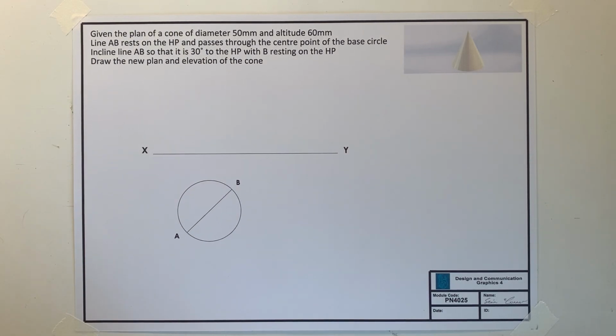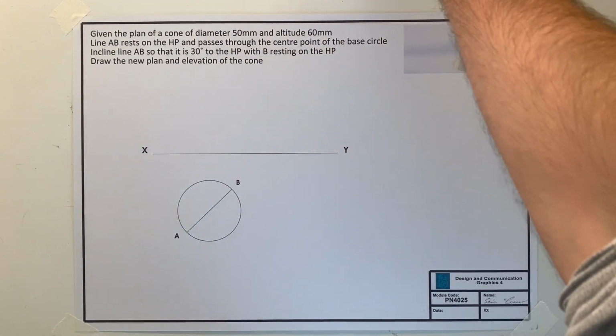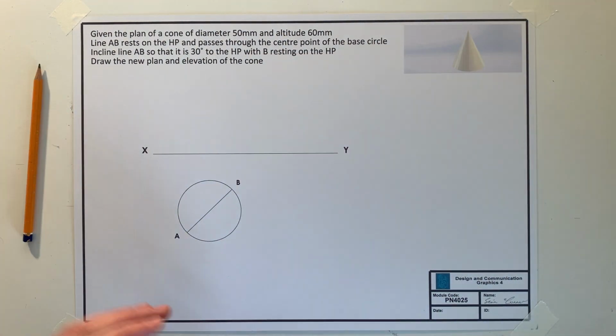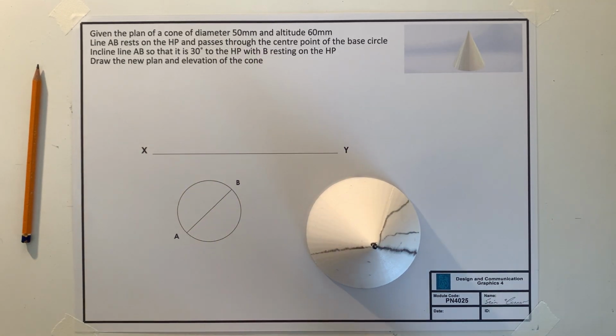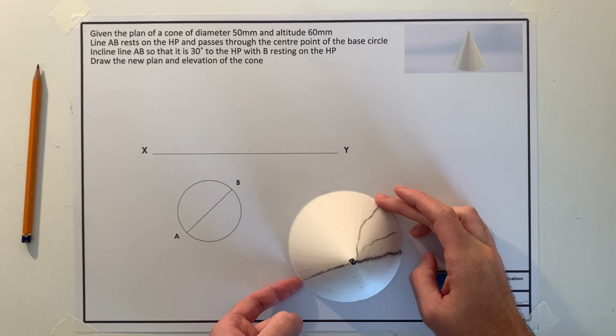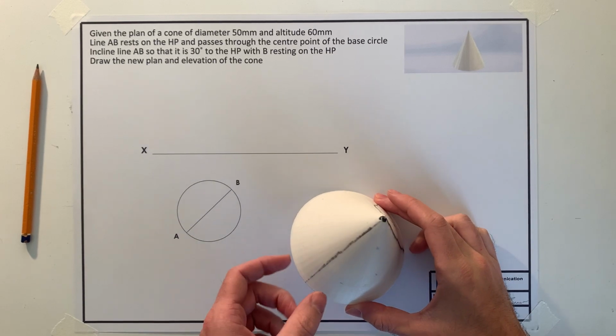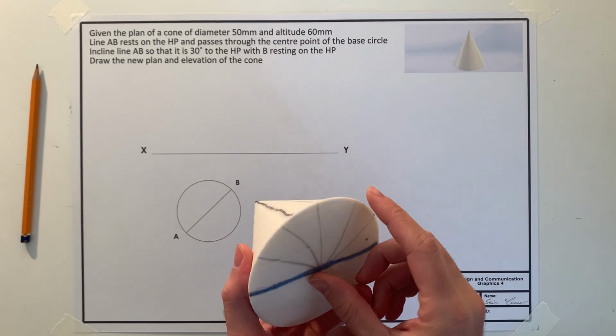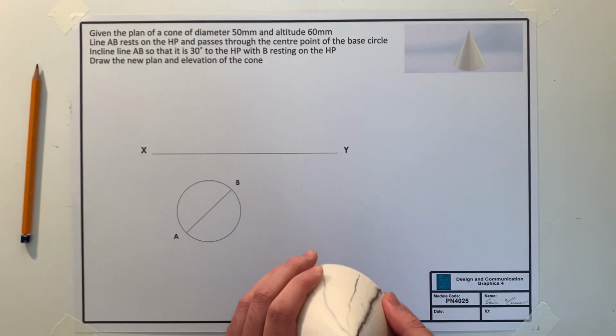Okay, so this video is basically going to be covering the separate example that we have for this week's lab. So in this example, what we're going to be talking about is a cone. And this cone is going to be sitting on our horizontal plane, and it's going to be then tilted up at 30 degrees, only touching the horizontal plane at one particular point of the base circle.